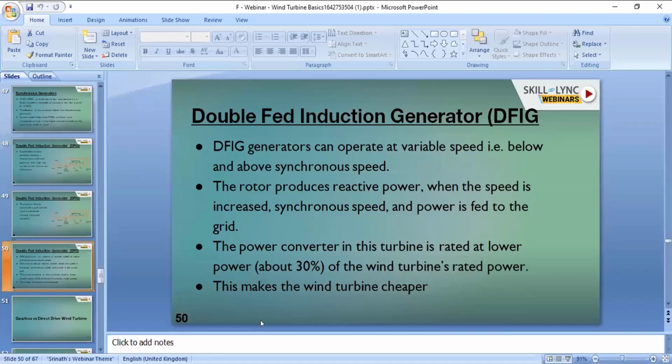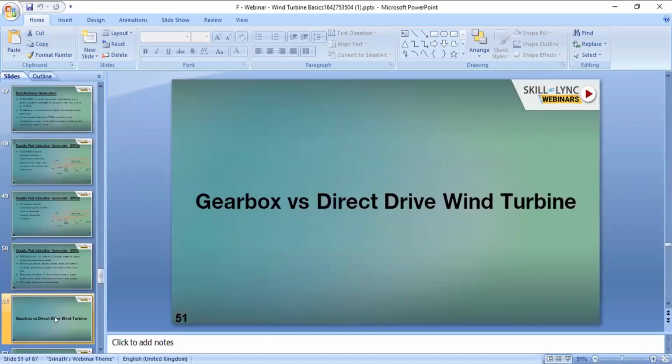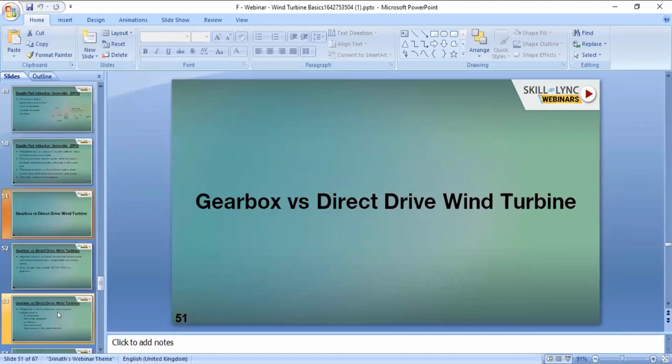This makes the wind turbine cheaper than the synchronous generator. Here, we'll see the difference between gearbox versus direct drive wind turbine. Mainly, as we have seen, the machines which have an induction generator have the gearbox, and the synchronous machines which work at a very low RPM have direct drive.